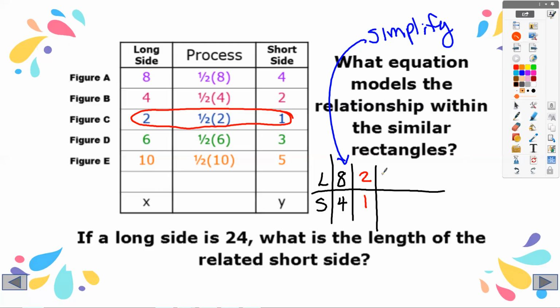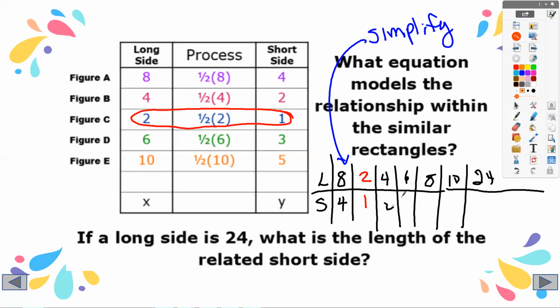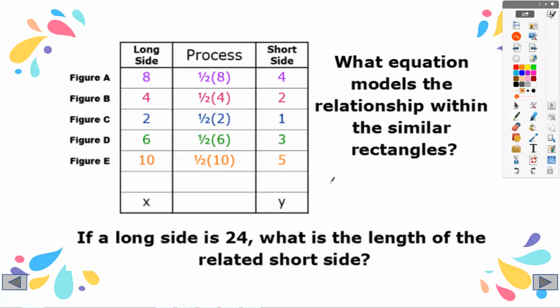I'm going to count by 2s. 4, 6, 8, 10. And I'm going to keep going until I get to a 24. And then the same here, 1, 2, 3, 4. And again, I'm going to keep going until I get whatever that missing number is. Now, I could have also used the 8 and the 4 that I originally had. That would have worked, but not always will that work. That's why I simplified it first.